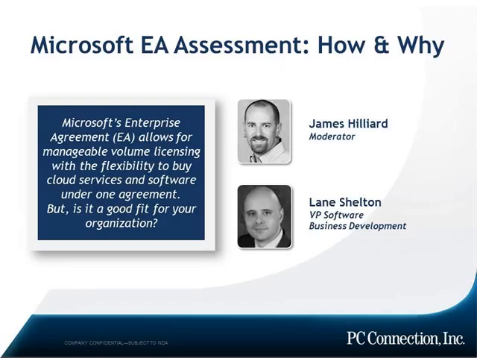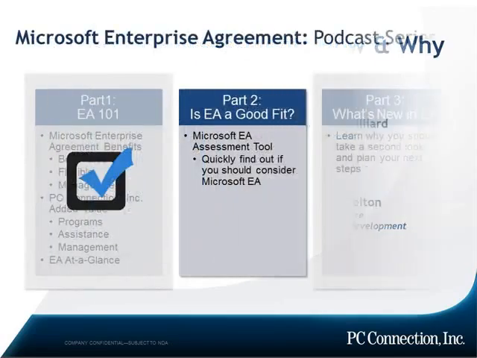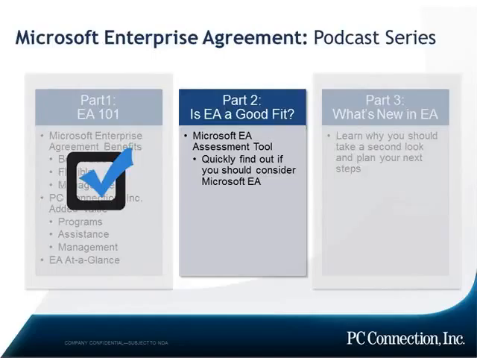Lane, this is part 2 of our series looking at the Microsoft EA, the Enterprise Agreement. Before you dive into this one and answer, is it a good fit? Let's get a quick recap of our EA 101 podcast. In part 1, we looked more at what is the Enterprise Agreement? What are the benefits associated with it? How does it work? What are the mechanics in terms of licensing, additional benefits? So it was really a holistic look at the program itself. Now we're going to look at an assessment that we've built to help you understand if an EA may be a good fit for you.